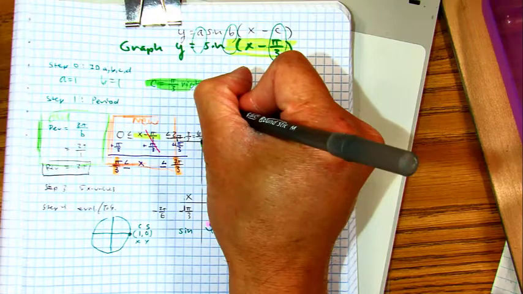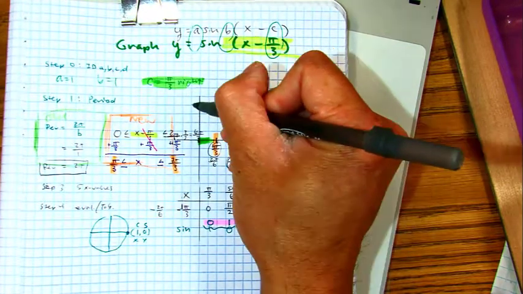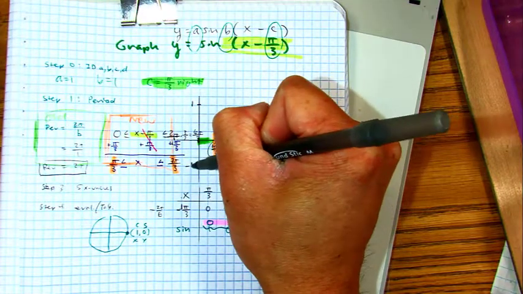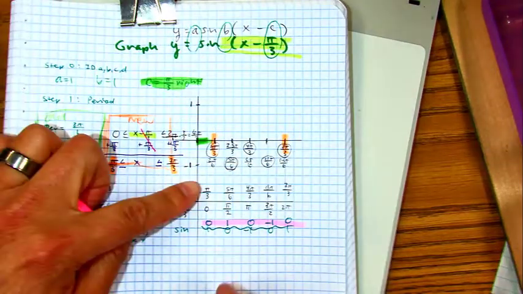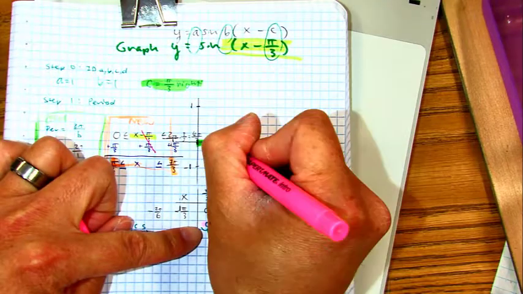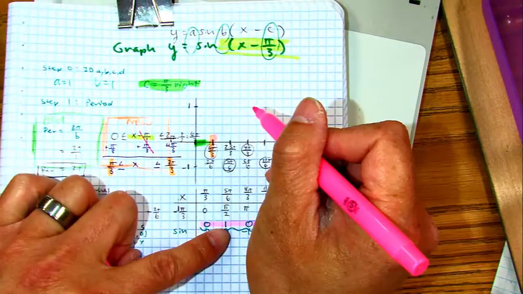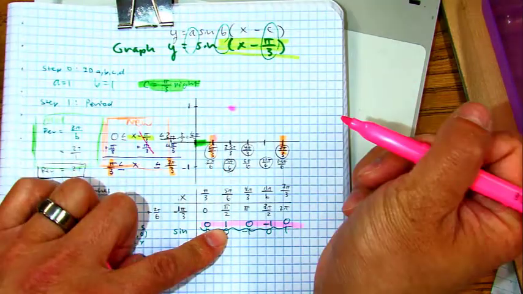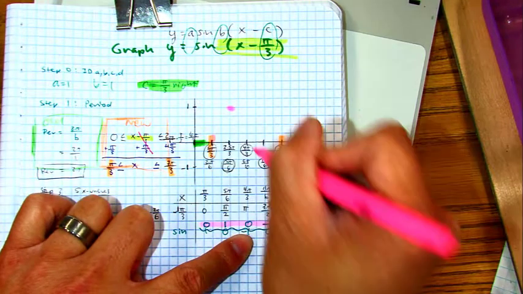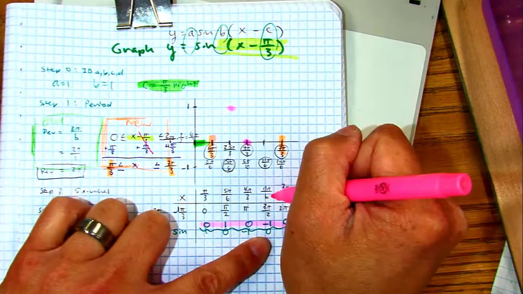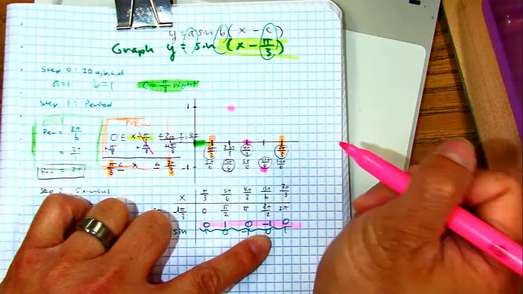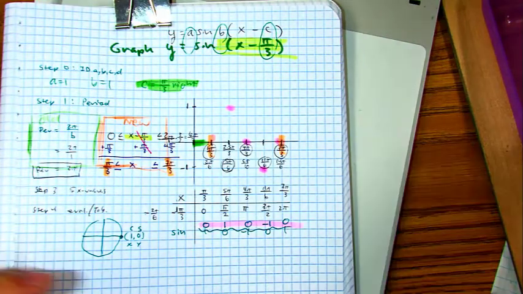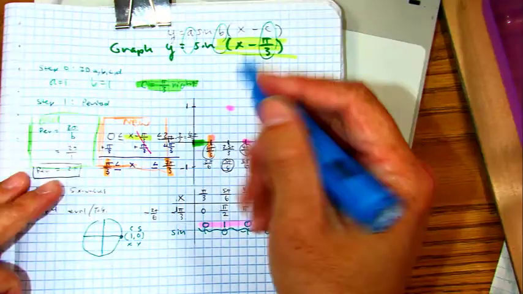I'm just going to arbitrarily pick any boxes and just write 1, and then 3 boxes down, negative 1. Pi over 3, 0. 5 pi over 6, 1. 4 pi over 3, 0. 11 pi over 6, negative 1. And 7 pi over 3, 0. Smooth curves.